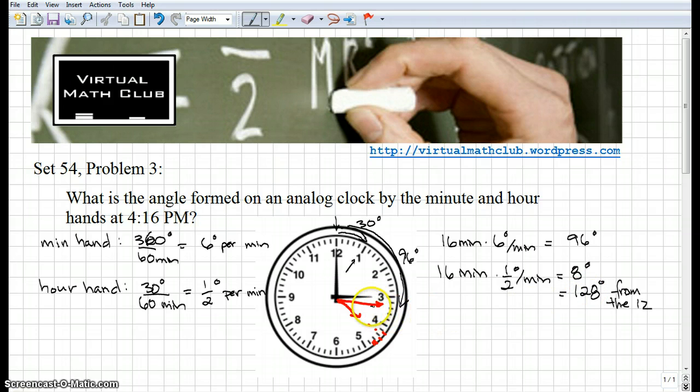So now we know that this is 96, and this, again measured all the way from here, is 128, but I want to know this angle. So if I take 128 and subtract 96, I'll get that angle. That is just 32 degrees, which matches our estimation. We were estimating somewhere around 30 degrees, and 32 degrees is pretty close, so we can be fairly confident that that is the right answer. So there you go.